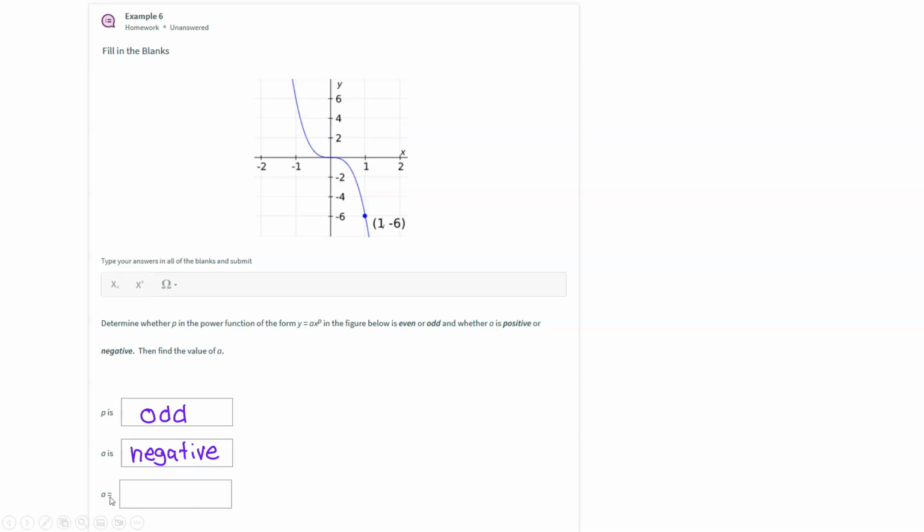Now to figure out what the value of a actually is, again, using this point (1, -6), you know that the y value is -6 when x is 1. Of course, 1 to the p is just 1 again. So a is -6, which also confirms that it's negative. And so you have the value of that.